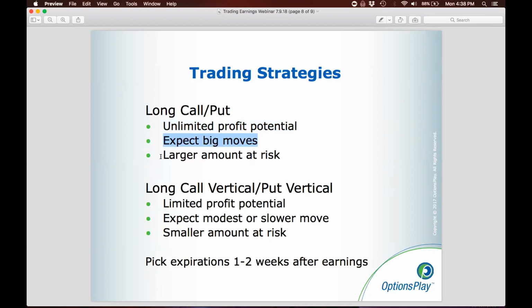However, these types of strategies do typically put a larger amount of money at risk to trade them. So there's more risk involved, but you also have unlimited profit potential. So if you really get a big move, that's when you're likely going to be able to capture some big profits using these types of strategies.